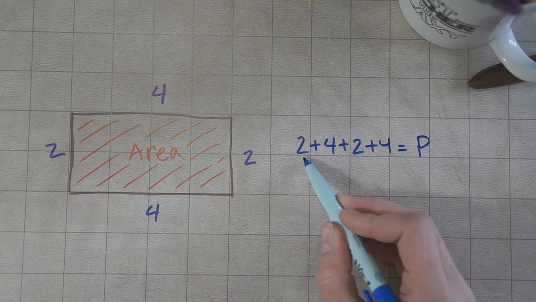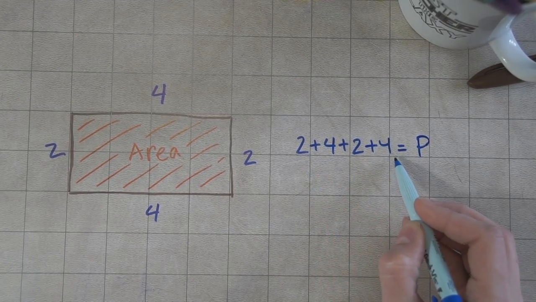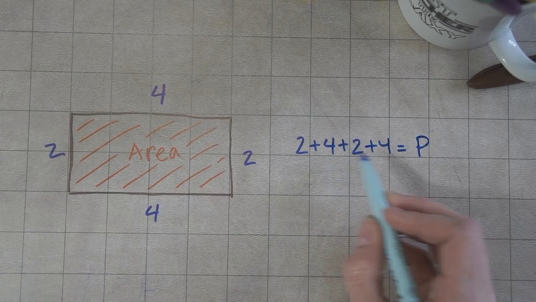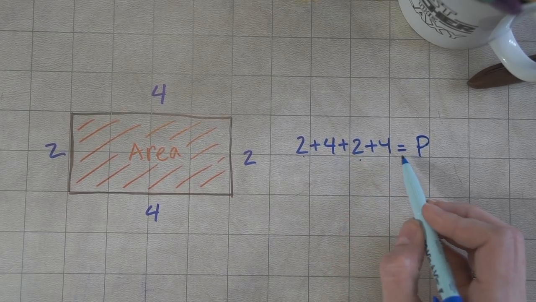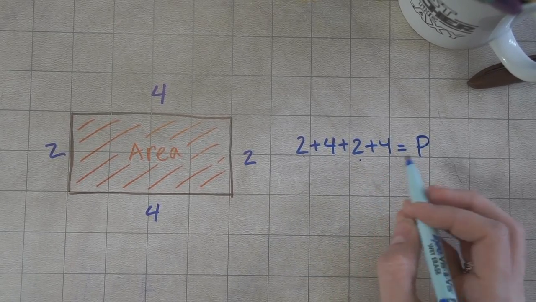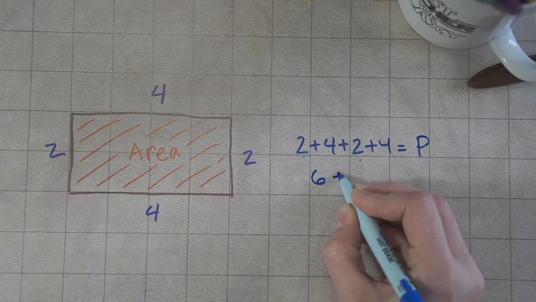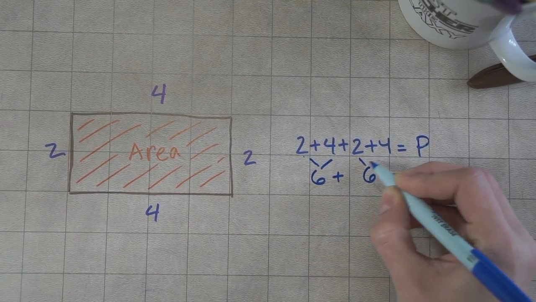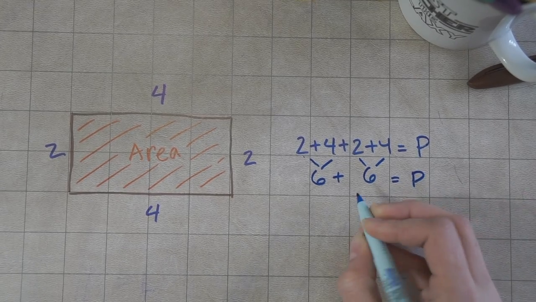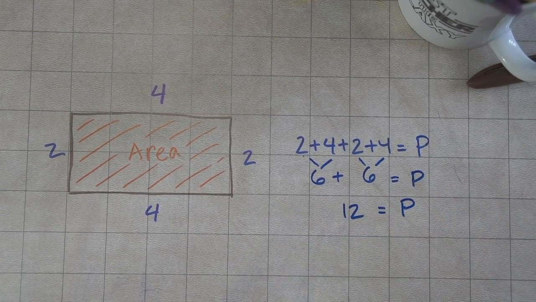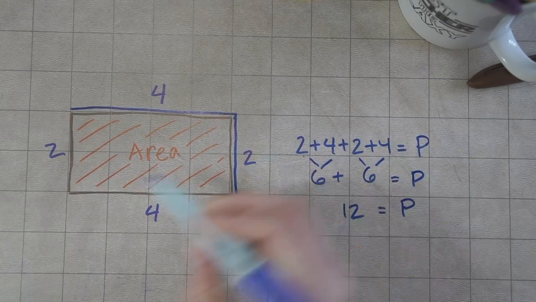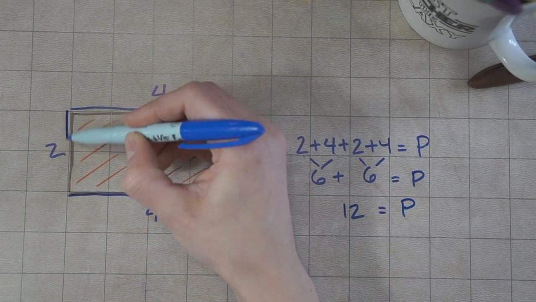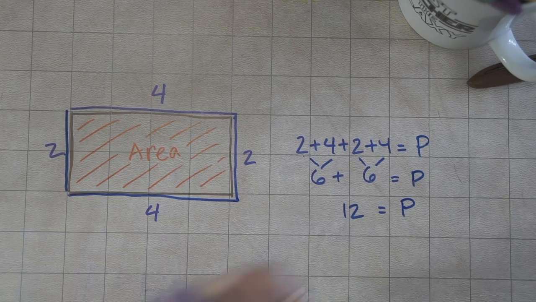Now you might see that as 2 plus 4 is 6, plus another 6, or you could see it as doubles. 2 and 2 make 4, and these 4s add together to make 8. Either way you do it, you would get the perimeter of this shape is 12. So once more, perimeter goes around the outside of a shape. And area is the middle.